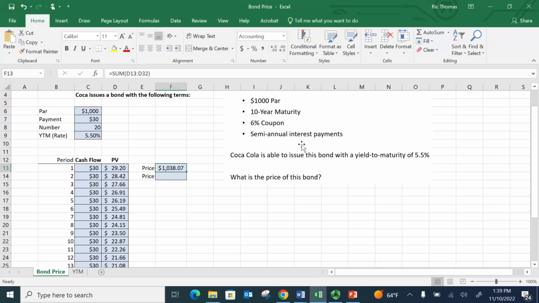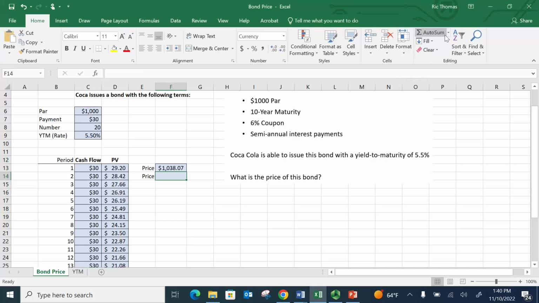Why is that? Well, that's because the coupon is above the yield to maturity. When the coupon is above the yield to maturity, the bond's going to trade at a premium. When the coupon is below the yield to maturity, the bond is going to trade at a discount. Now here, let me show you an easier way you can calculate this.